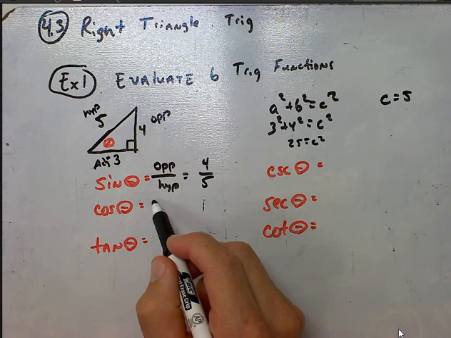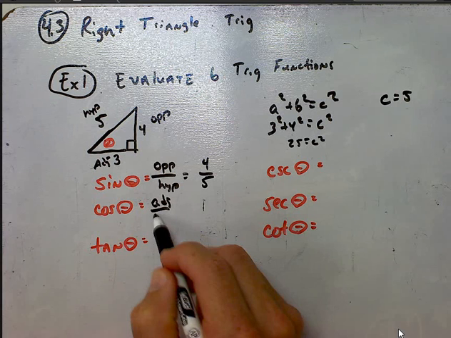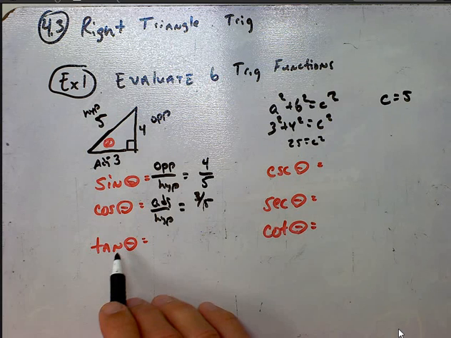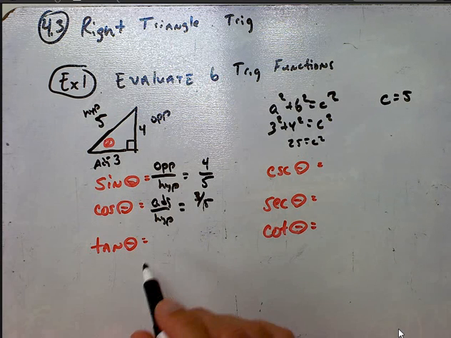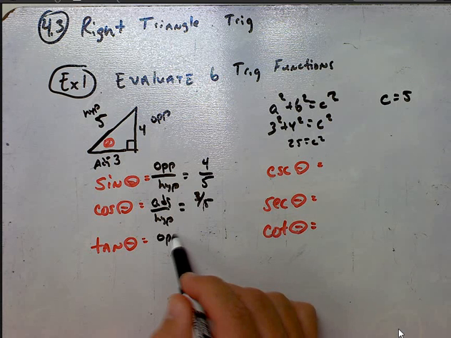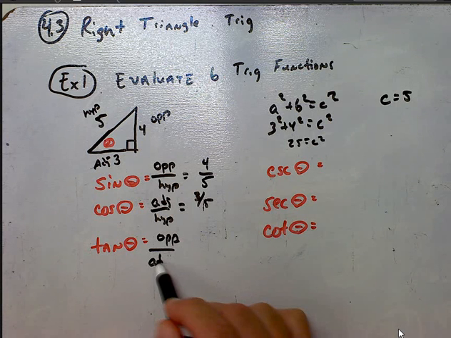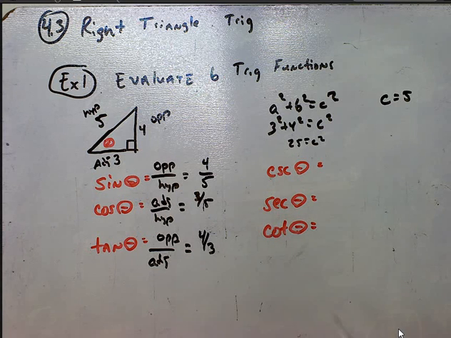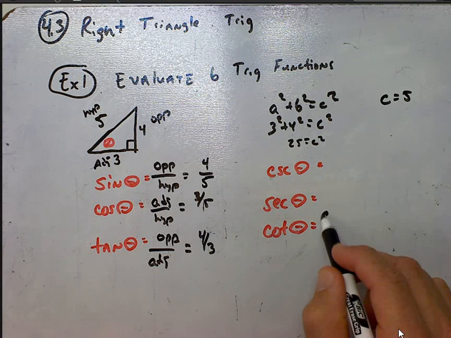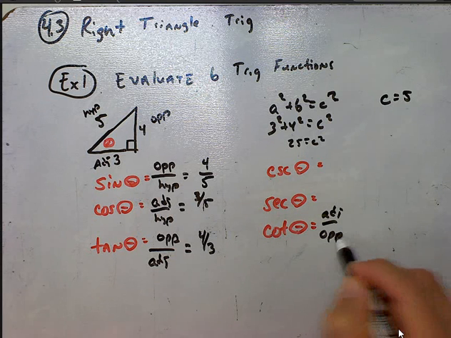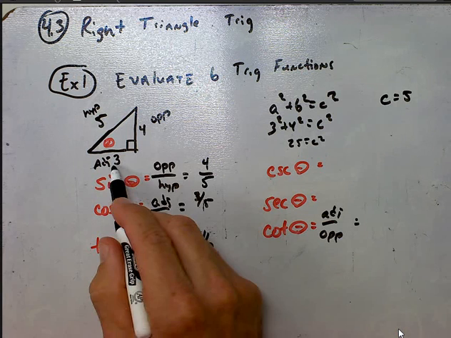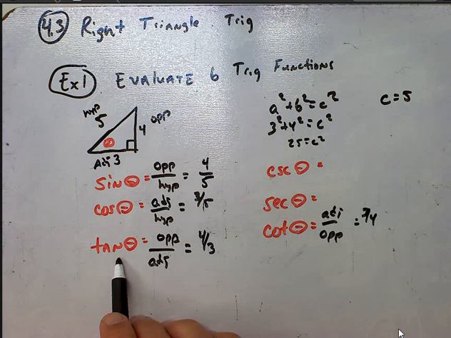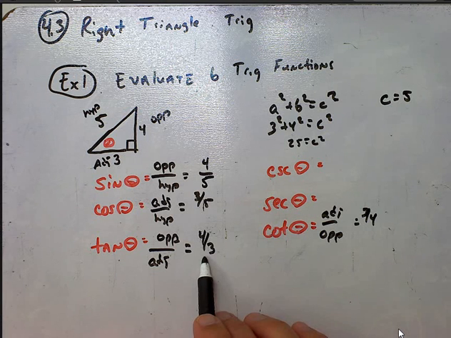Cosine is described as adjacent divided by hypotenuse, so it's going to be 3/5. Tangent is described as the opposite divided by the adjacent, and so it's going to be 4/3. Cotangent is described as the adjacent over the opposite, and so that's going to be adjacent 3 over opposite 4. Note that tangent and cotangent are reciprocals, as we learned in the unit circle lesson.